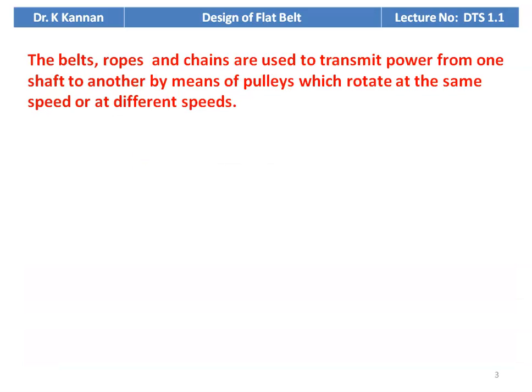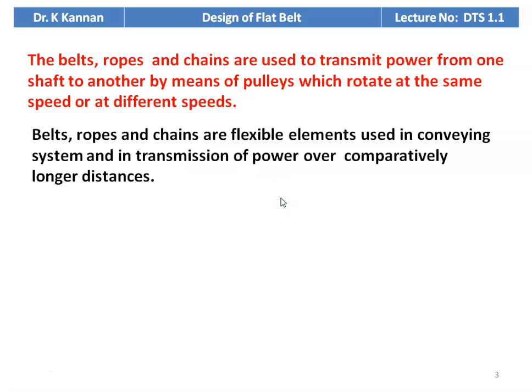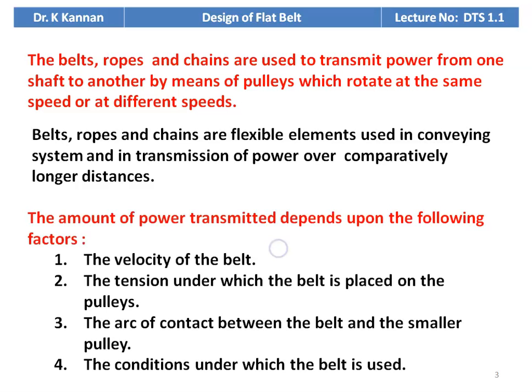The belts, ropes and chains are used to transmit power from one shaft to another by means of pulleys which rotate at the same speed or at different speeds. Belts, ropes and chains are flexible elements used in conveying systems and in transmission of power over comparatively longer distances. So these three drives, belt, rope and chains, are used for transmitting power over a longer distance. The distance between the two pulleys is longer in this case.